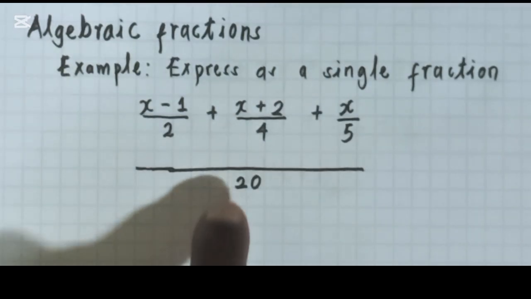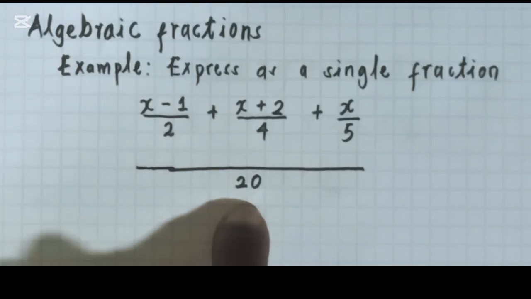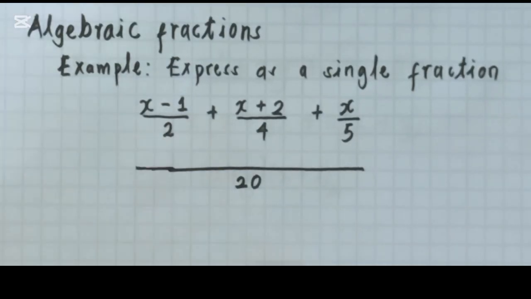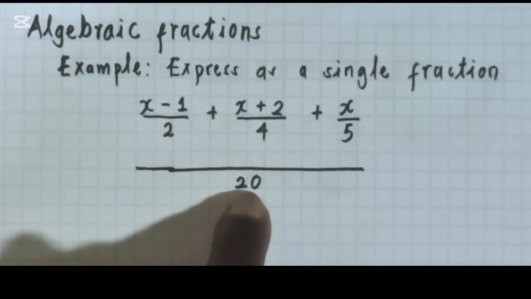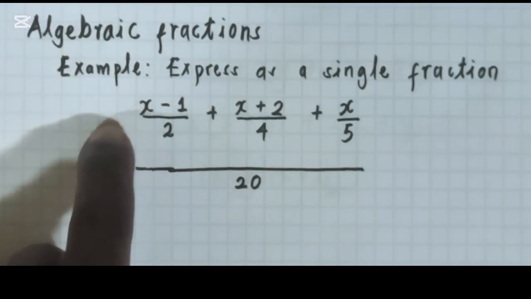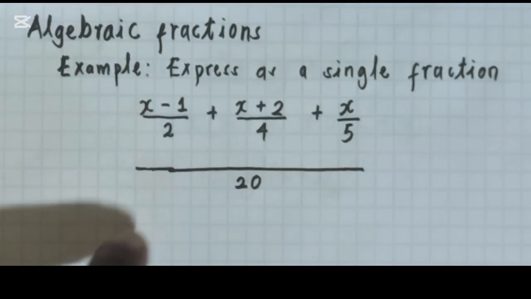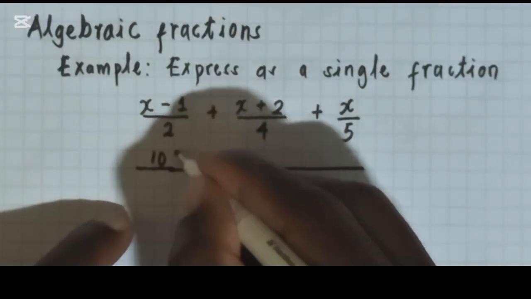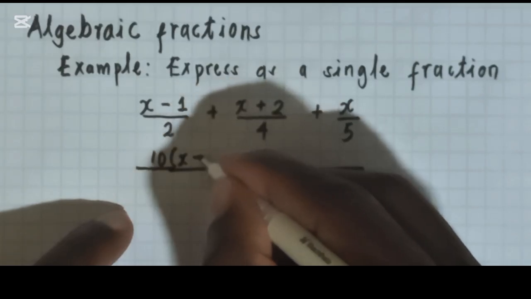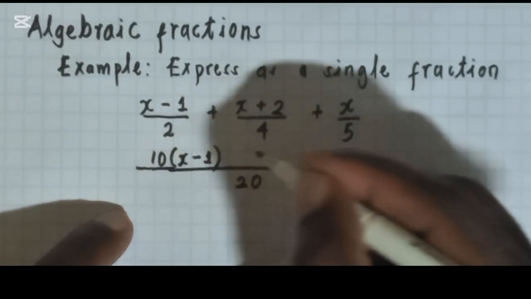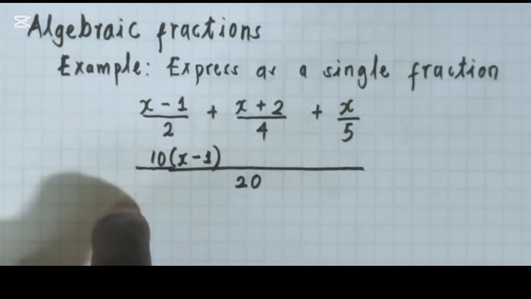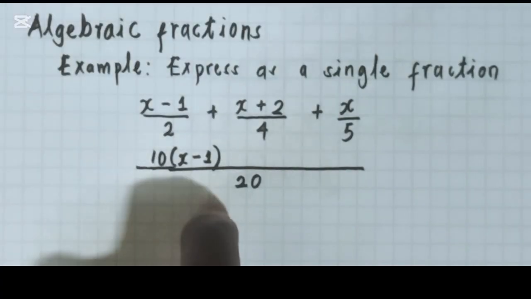In this particular term, we're going to have 20 divided by 2 giving us 10. So we're going to multiply 10 by the numerator of the first term. So that's going to be 10 times (x minus 1).